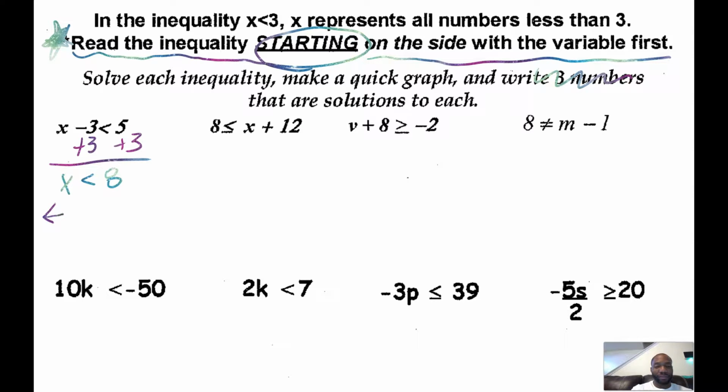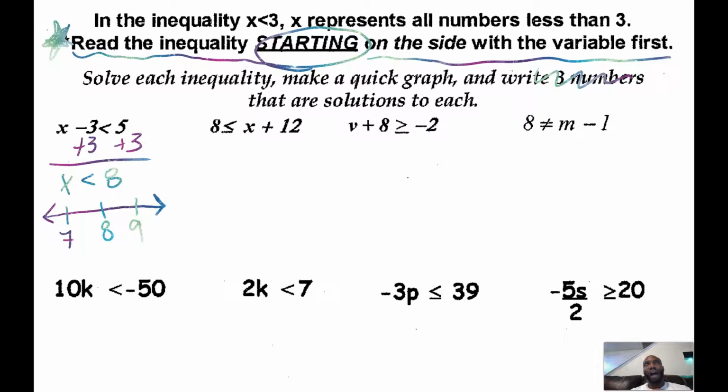Now I'm slowing down. So you have 8 in the middle. This is how I make my quick graphs, and this is how I want you to make your quick graphs, no matter what your teacher necessarily said. 8 is in the middle. We're going to put the integer to the right of that, which would be 9, and the integer to the left of that would be 7.